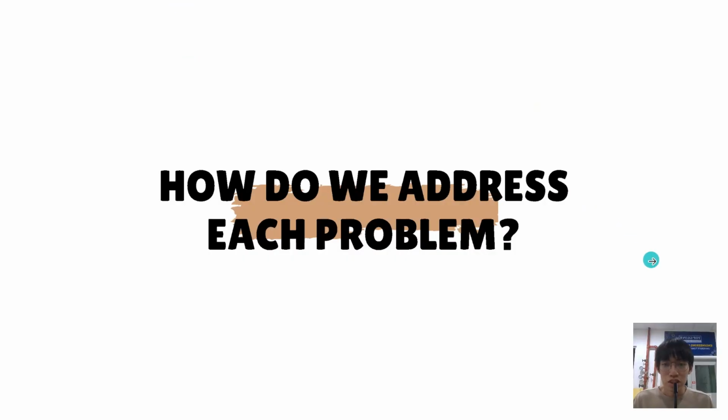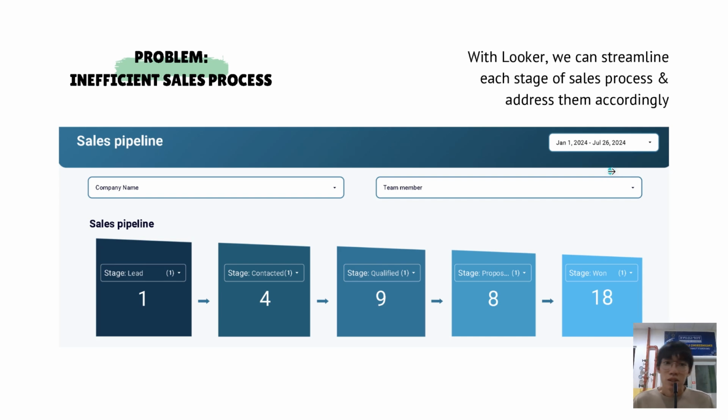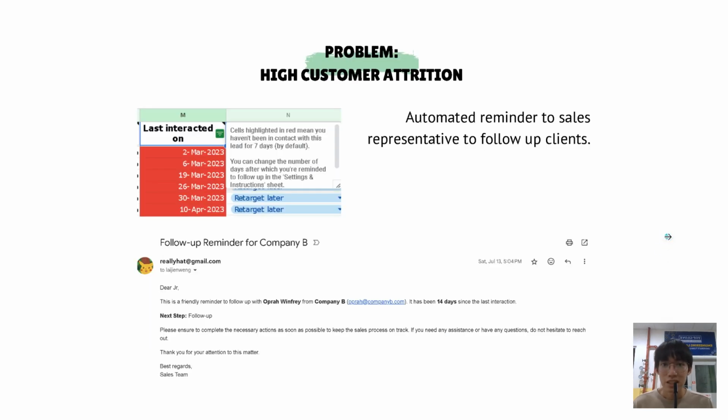Thank you, Janice, for her demonstration. So how do we address each problem? For the first problem, we use Looker to streamline each stage of the sales process to address the inefficient sales process accordingly. So as we can see, using Looker, we can visualize all the sales pipeline stages, including leads, contact, until the stage 1. Secondly, we have high customer attrition. We use automated reminders to sales representatives to follow up with their clients.